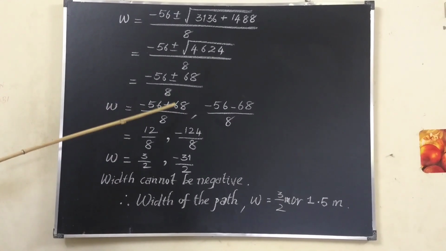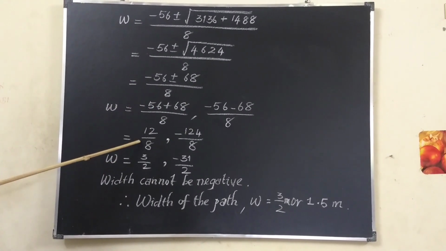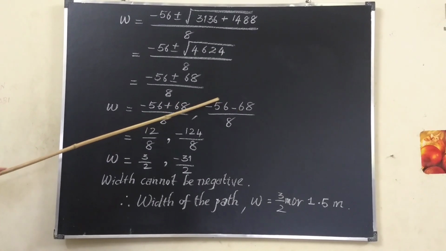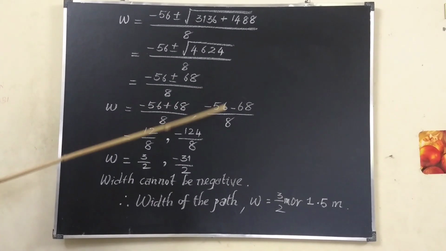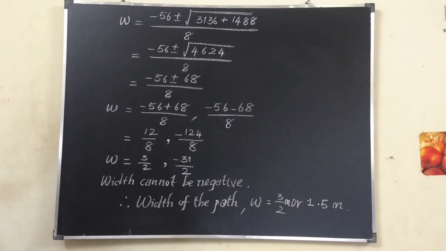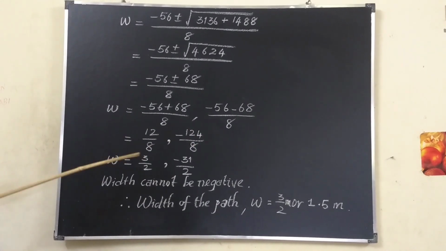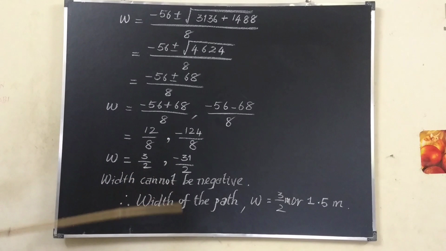One is negative, another one is positive. From the greater you have to subtract the smaller one. Here both are negative, minus 56, minus 68. We have to add them up. So minus 124 by 8. When we are simplifying this by the 4 table, 3 by 2, this is minus 31 by 2.